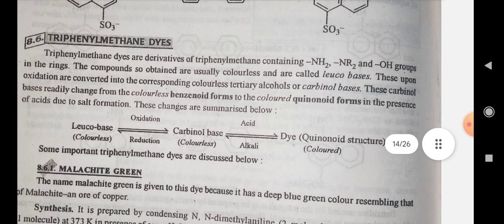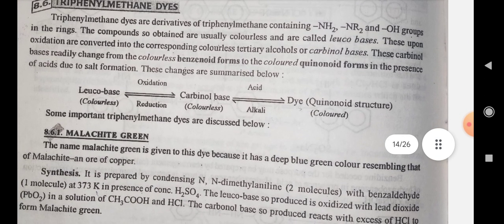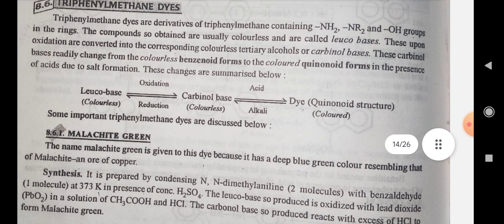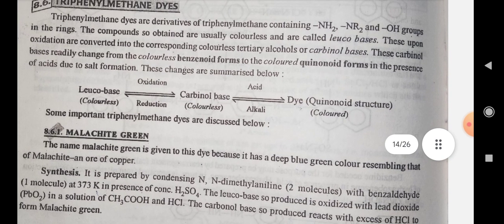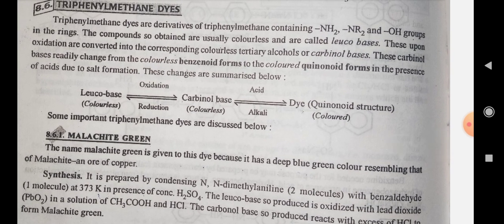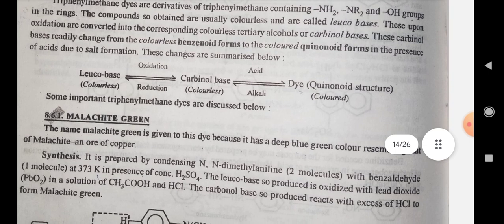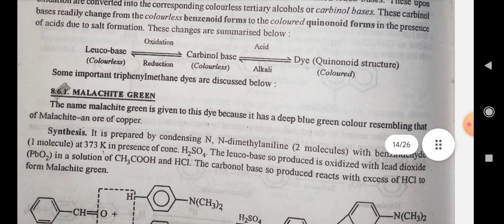Triphenylmethane dyes. Triphenylmethane dyes are derivatives of triphenylmethane containing amine groups, NR2 groups, and OH groups in their rings. The compounds so obtained are usually colorless and are called leuco bases. These, upon oxidation, are converted into the corresponding colored tertiary alcohol or carbinol bases.